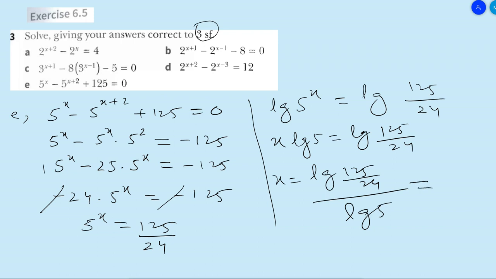Now we will get the correct answer. Now our answer is 1.025, and after rounding off we will write 1.03. This is the correct answer. So I hope you understand all parts of question number 3. Now move to question number 4.